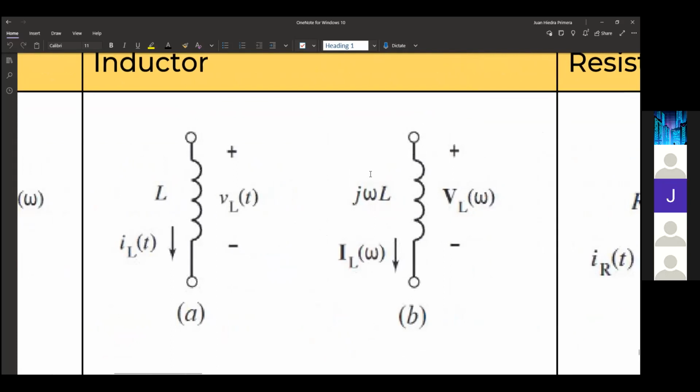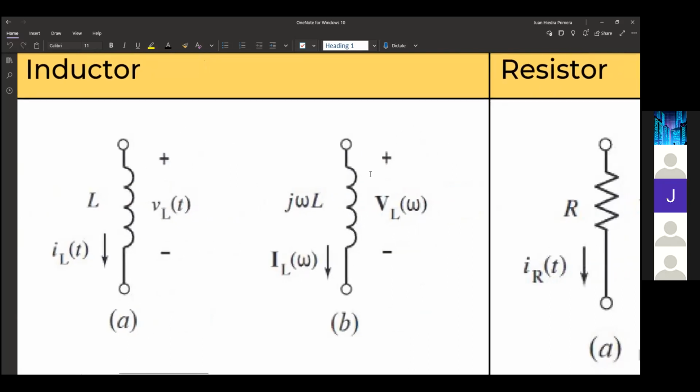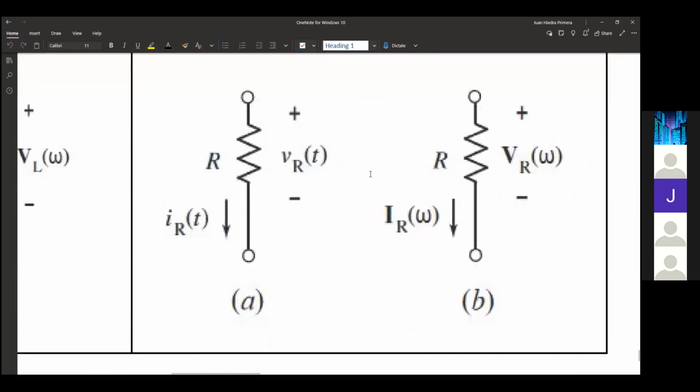For the inductor, it's the other way around, actually. The higher your frequency, the higher its impedance, or the higher its inductance, the higher the impedance, as they are linear relationships. For resistors, they work the same in both. They don't really care.